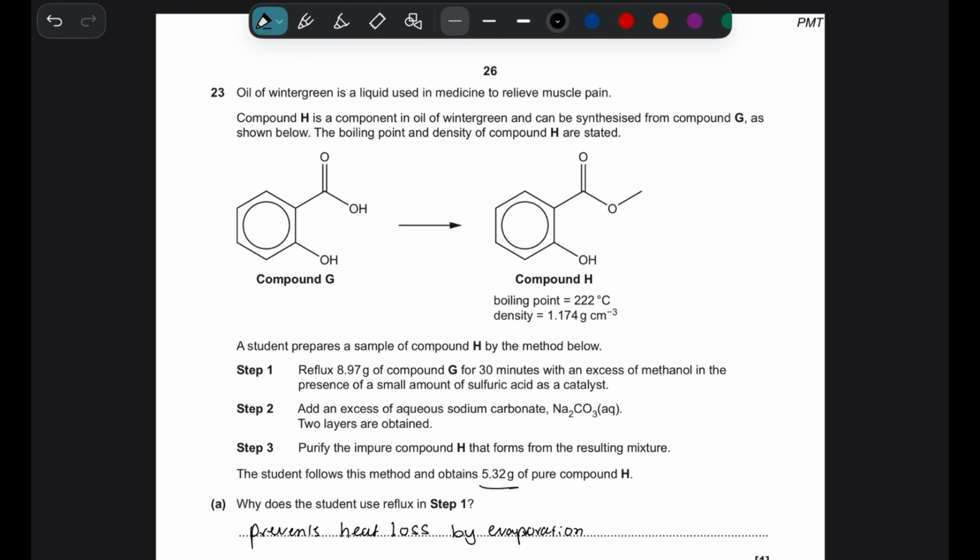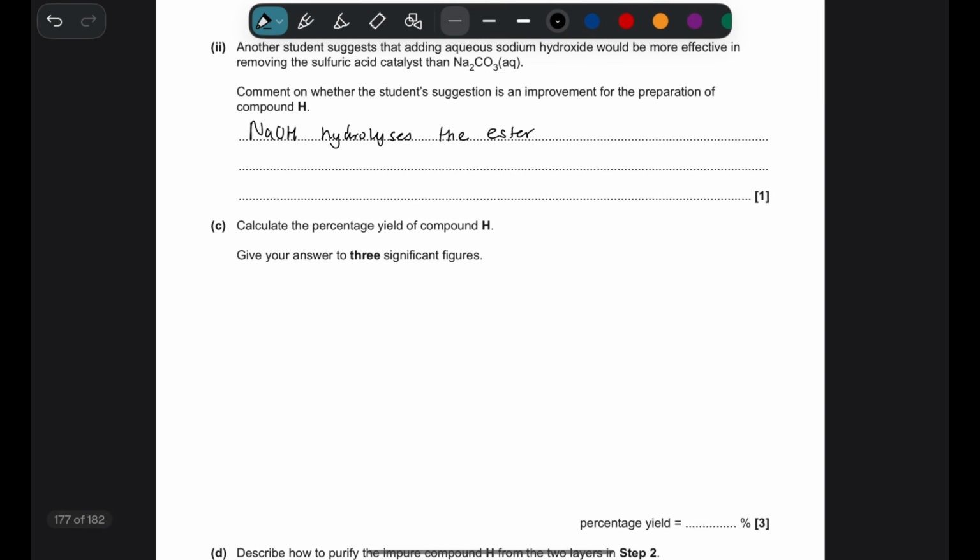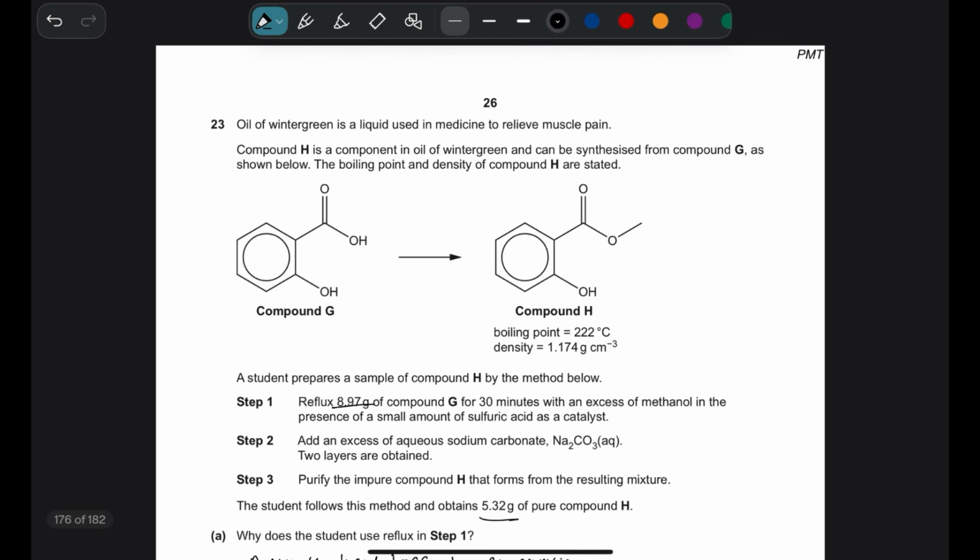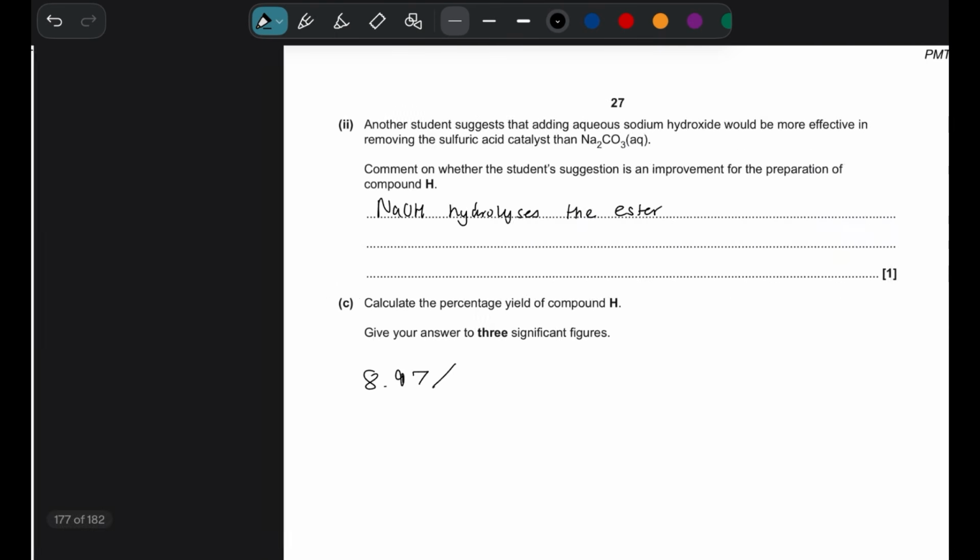In terms of theoretical yield, compound G, we're using 8.97, so we're going to divide 8.97 by its Mr. In terms of the Mr, we've got a benzene ring, which is 12 times 6, plus, it's substituted in 2 positions, so plus 4. So I've already got 76. Let's now add on the phenol group, so add a cheeky 17. And then I'm going to add the carboxyl group, which I know is 45 off the top of my head. So that means it's 138.